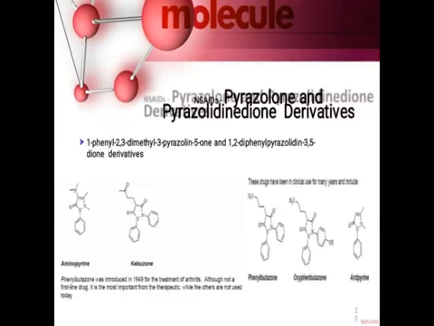So next are the pyrazolone and pyrazolidine derivatives. Examples are aminopyrine, phenylbutazone and antipyrine. These drugs are not in our syllabus, so we are skipping these drugs.